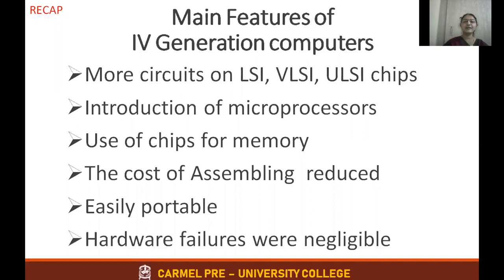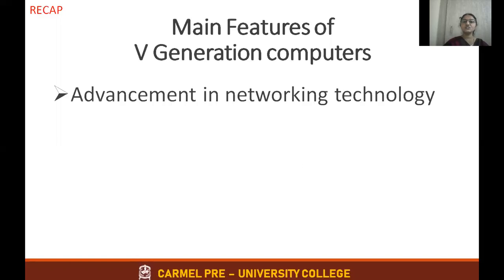Hardware failures were negligible. Even now, if you're using a PC or a laptop, do you see any hardware failures? Not much, isn't it? Earlier, huge numbers of circuits used to be there. They used to find so many failures in the connections, but now we don't face that problem. Those are the features of the fourth generation.